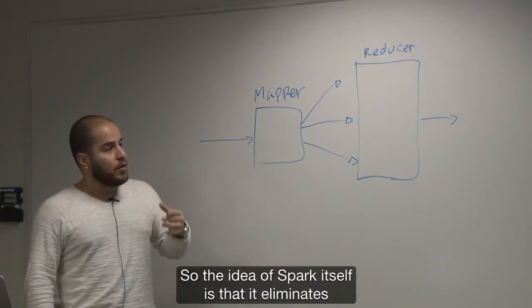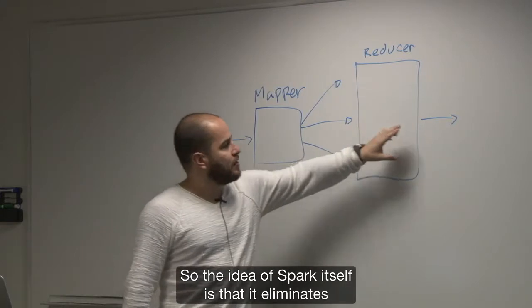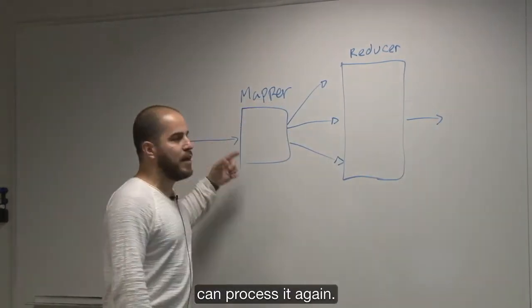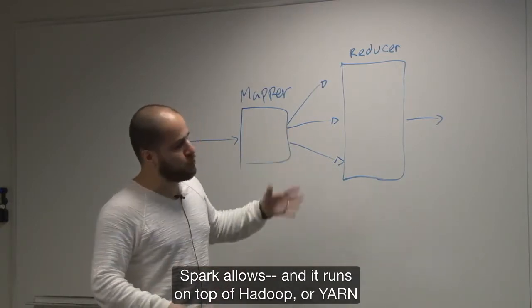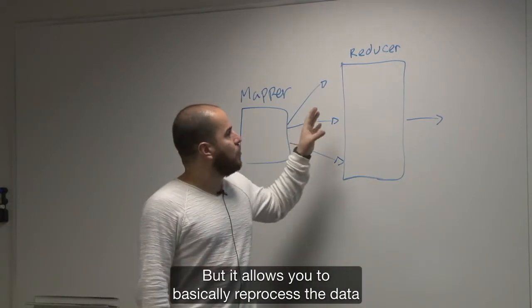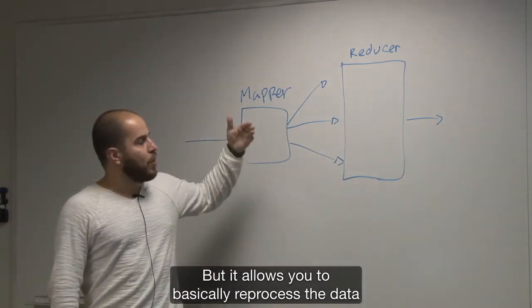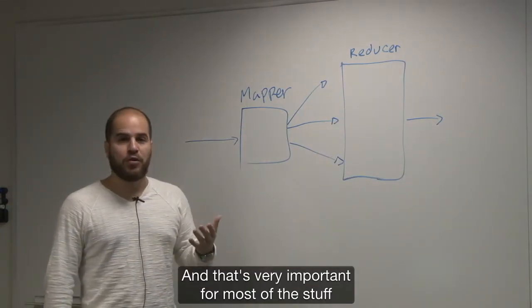So the idea of Spark itself is that it eliminates this part of actually writing things back to disk before you can process it again. Spark, and it runs on top of Hadoop, or YARN to be more exact, allows you to basically reprocess the data while it's still in memory. And that's very important for most of the stuff that we're going to use.